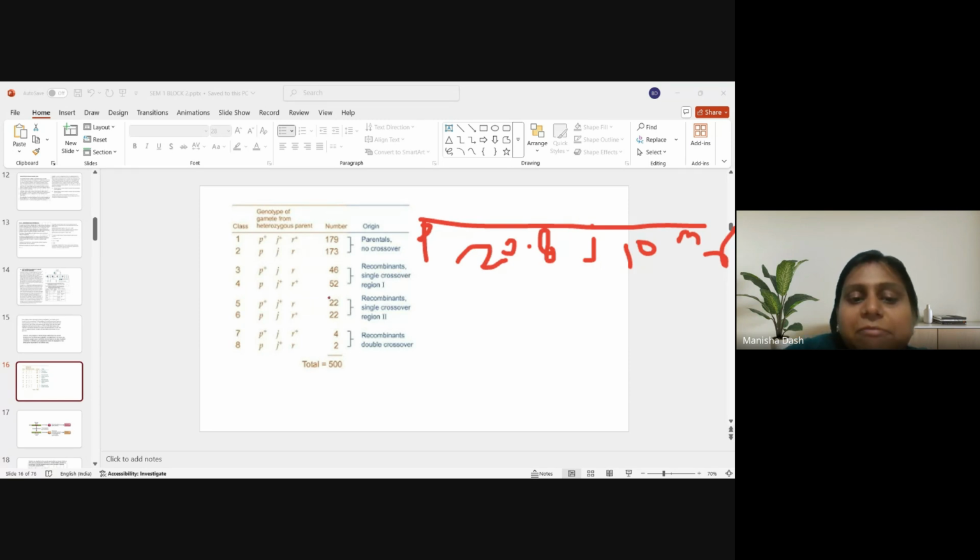So 21 times, 20.8 means approximately 21. So 21 should be the percentage of recombination between P and J. So 20.8. And what should be the recombination frequency between J and R? 10 times. So you are multiplying both of them.